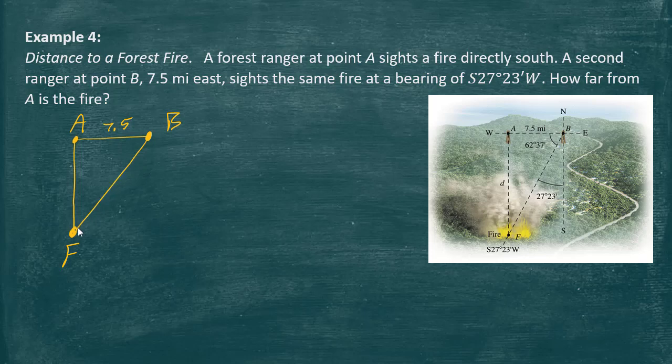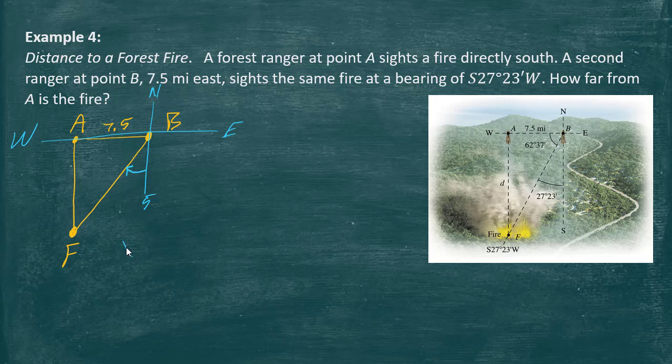I should now be able to see the line of sight from B to the fire, and I would now need to utilize, here's my north, south, and if I extend this out, east and west. Now I can look at what's my bearing from that point B. In this case it says the bearing starts at south and it's 27 degrees 23 minutes towards the west, so that would be this angle that's outside.